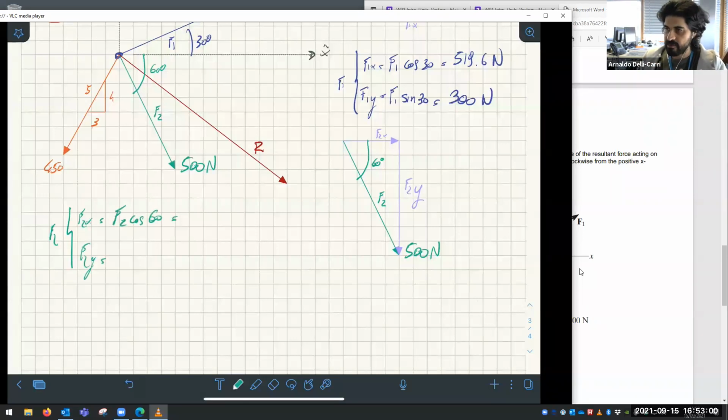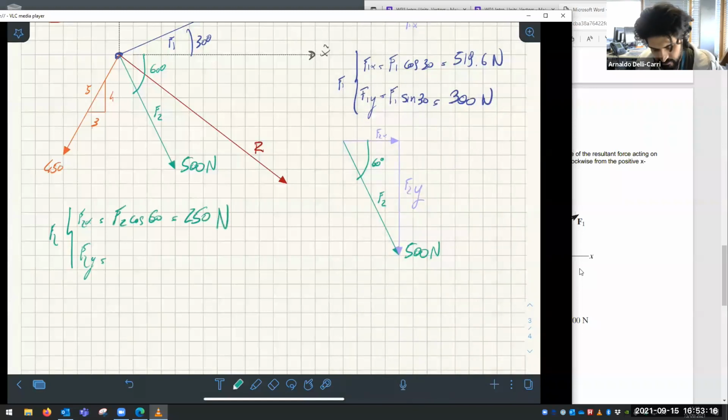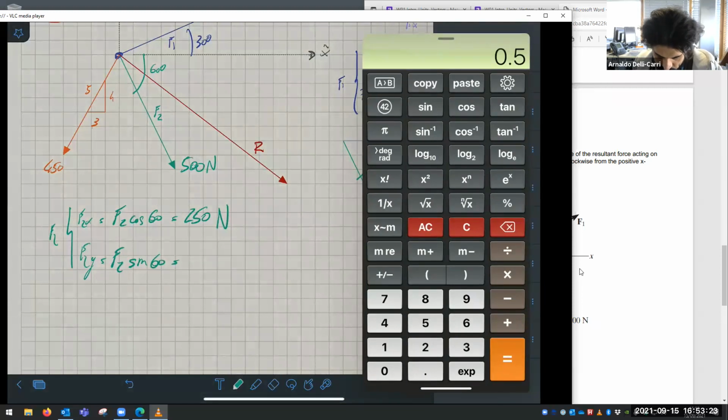Now, if the sine of 30 is 1/2, the cosine of 60 is also 1/2. So this is very easily 250. Let me triple check. So 60 cosine, 0.5, same, so 250 newtons. And this is F2 sine of 60, which is 500 times sine of 60, 433.